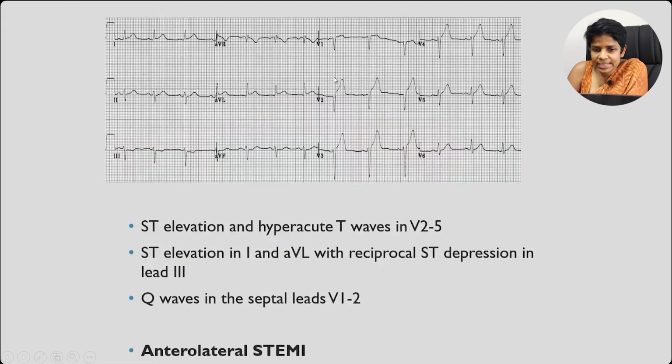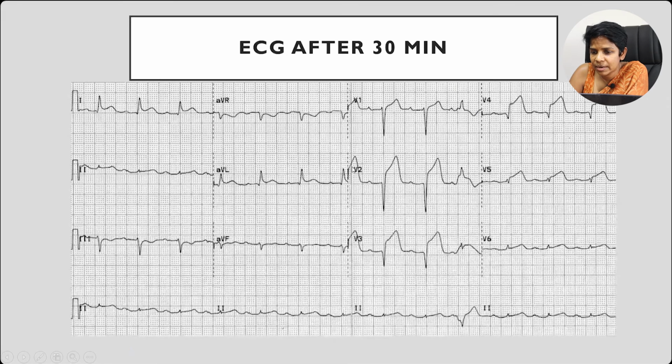If you go through this ECG, I think you can appreciate there are tall T waves in V2 to V5, and there are some Q waves in V1 and V2, negative deflections, and ST elevation in L1 AVL and some ST elevation here in V2 to V3, and importantly ST depression in L3 that occurs due to reciprocal changes. This ECG is of a patient who has early stages of anterolateral STEMI. And in the same patient, this ECG is after 30 minutes.